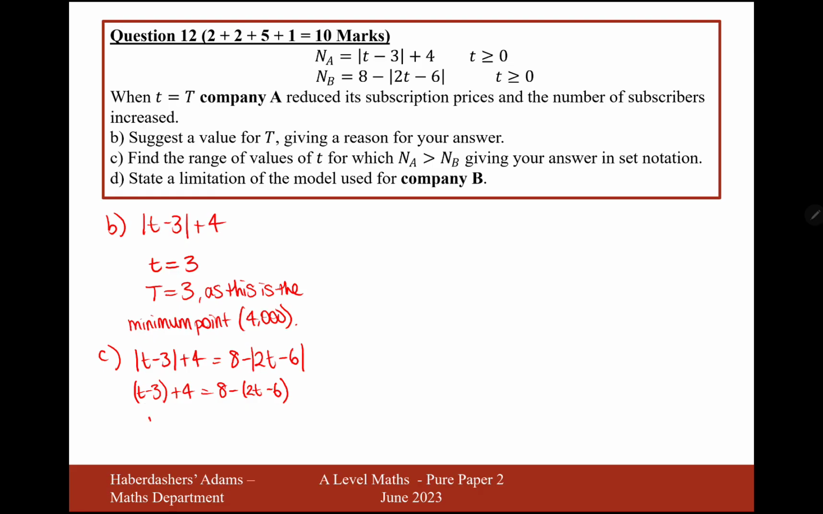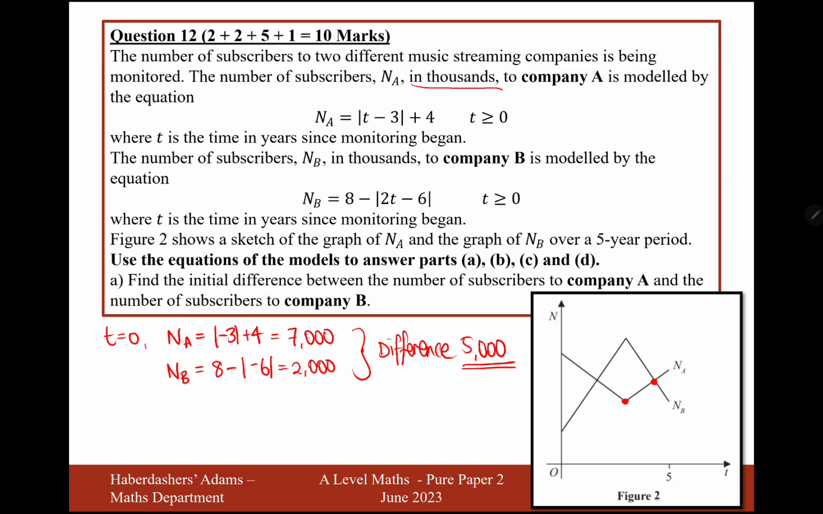And let's solve this equation. t plus 1 equals 8 minus 2t plus 6, because of the double negative. So t plus 1 equals 14 minus 2t. Let's move the 2t onto the other side and subtract the 1 onto the other side. So it's going to be 3t equals 13. So t equals 13 over 3. Okay, so that is the solution to when they're both positive. That would be this solution here.